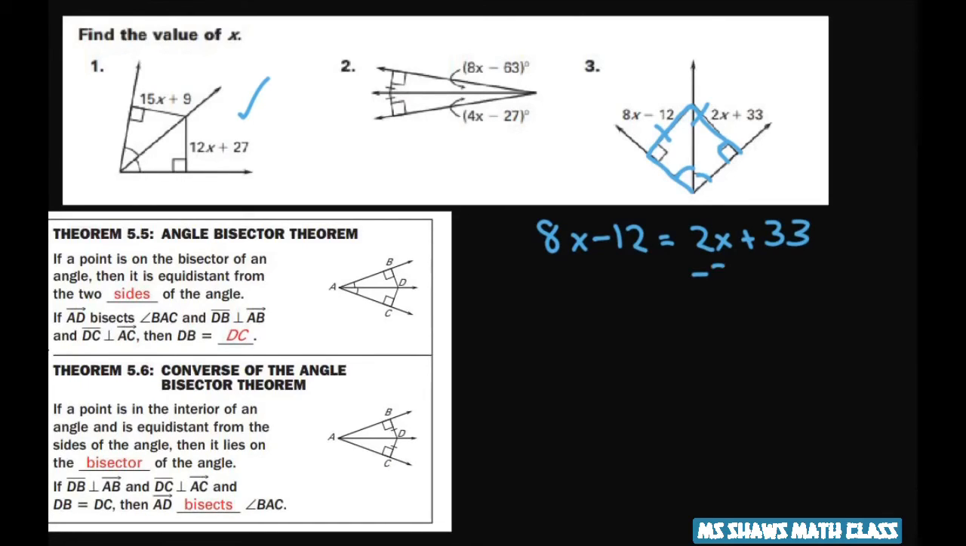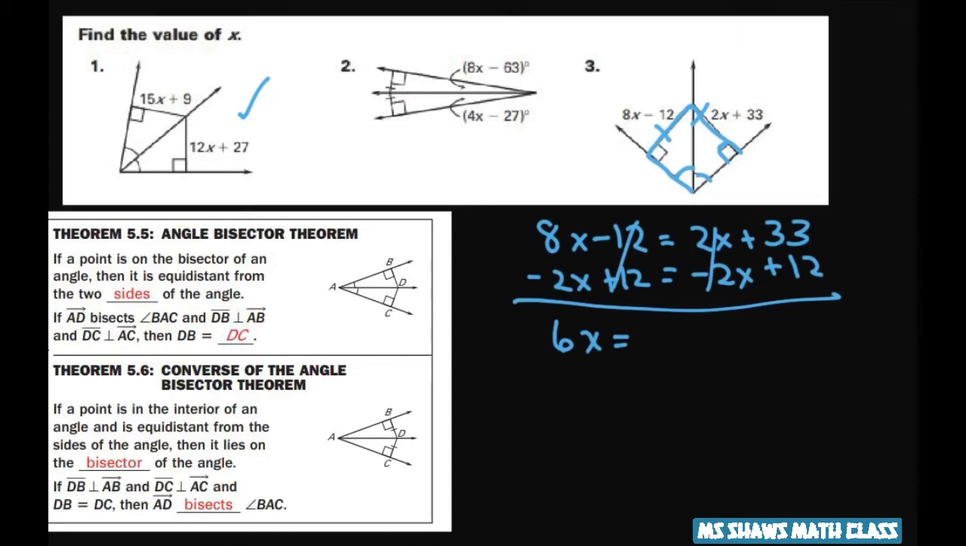And we're going to subtract 2x from both sides and add 12 to both sides. So these two will cancel out, 0 out. So you get 6x equals 45. So divide both sides by 6, and x equals 9.